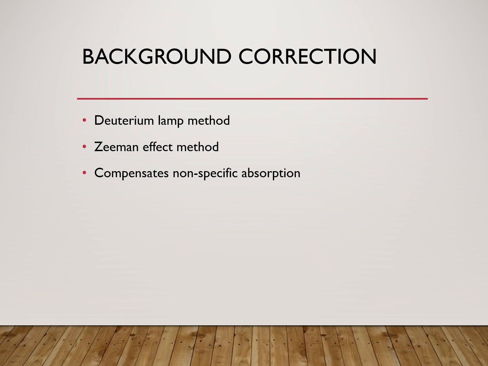Now what is background correction? That is essential in atomic absorption spectroscopy. A common method is the deuterium lamp method. The other is the Zeeman effect method, which corrects for non-specific absorption and scattering.